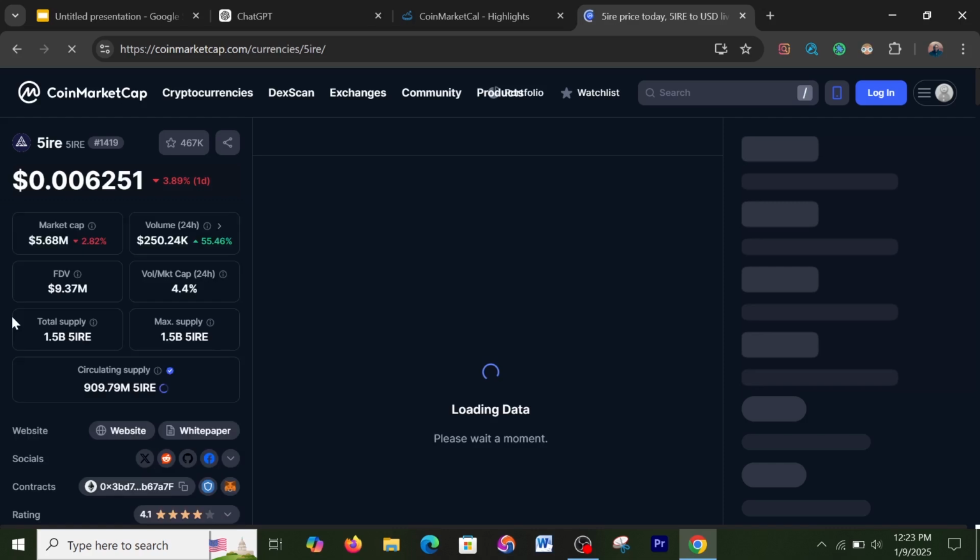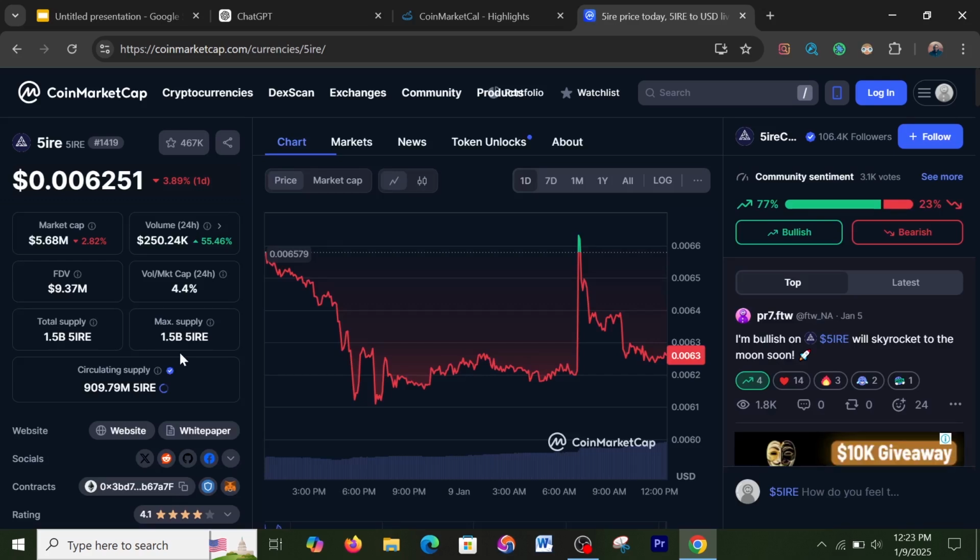Okay, you could see total supply is 1.5 billion. Max supply is 1.5 billion. You see, circulating supply is almost 1 billion. This makes sense. You see, most of its maximum supply is already in the circulating supply.